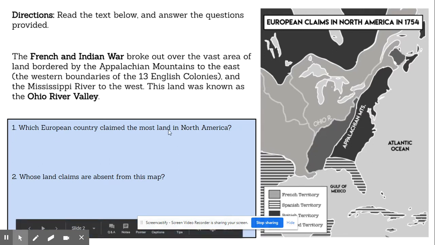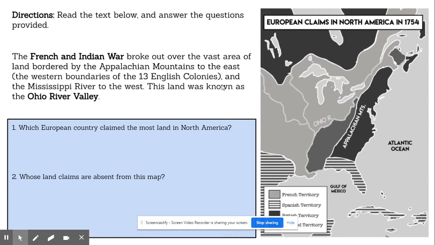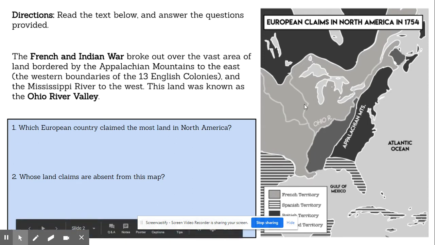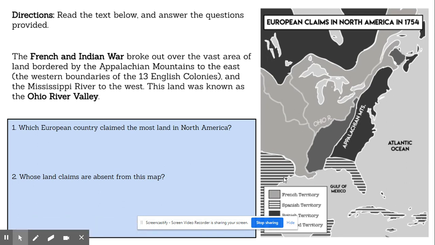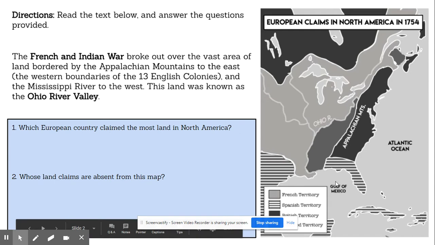So, which European country claimed the most land in North America? If you look at your key here, we have French territory, Spanish territory, British territory, and disputed territory. Okay.